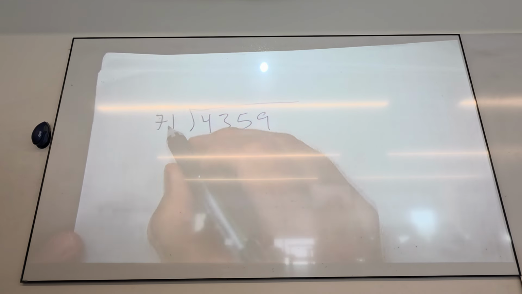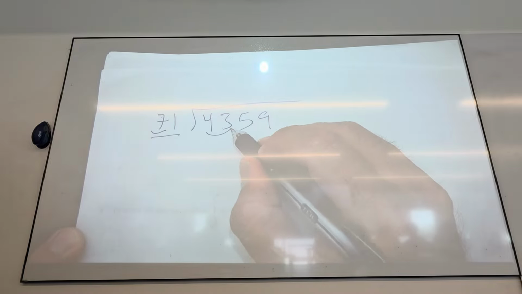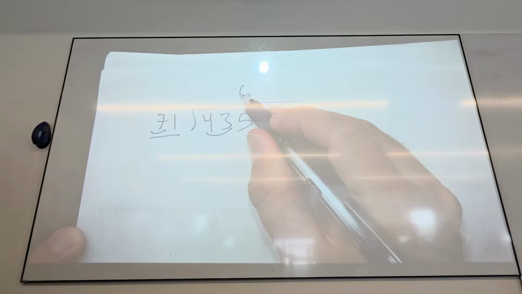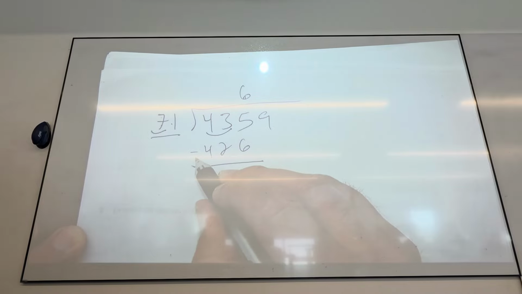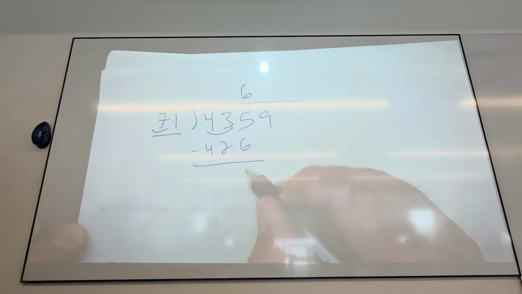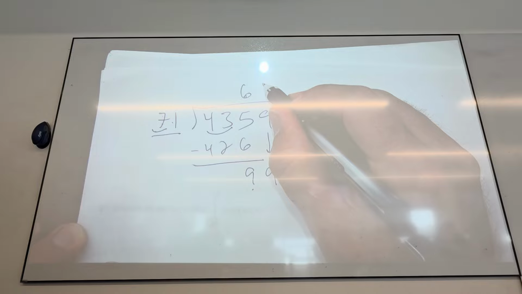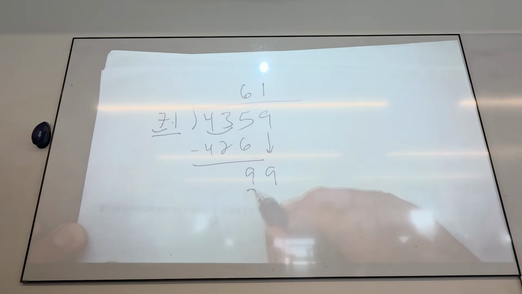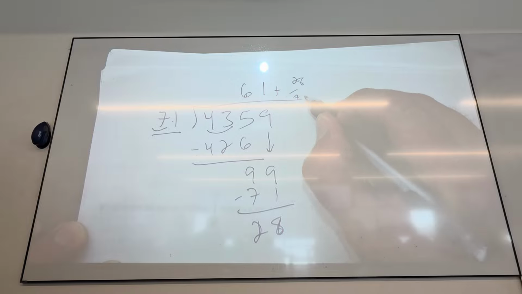Do I look at 71? No, I look at 7. And I look at 43. 7 times what is roughly 43? 6. Then I multiply 6 not just by 7, but by 1 also. Then I change the sign or subtract. And then I get 9, and then I bring a 9 down. 7 goes into 9 once, 71, 18, 28. Good job. And then that would be, don't put a big R, of course, this would be plus 28 over 71.